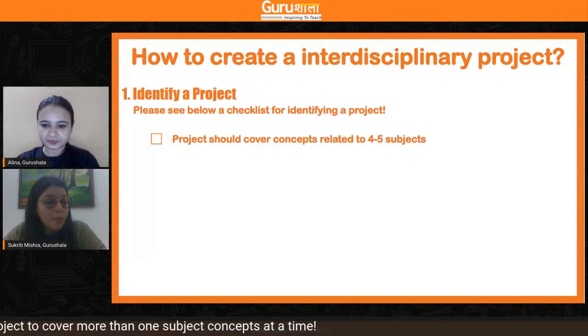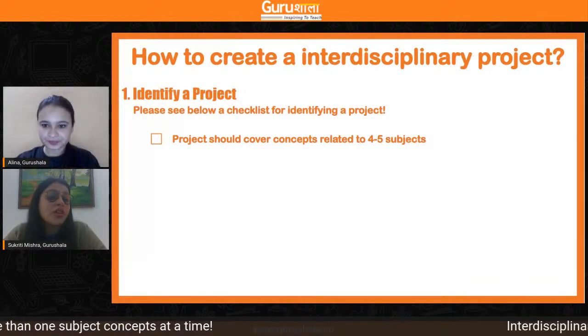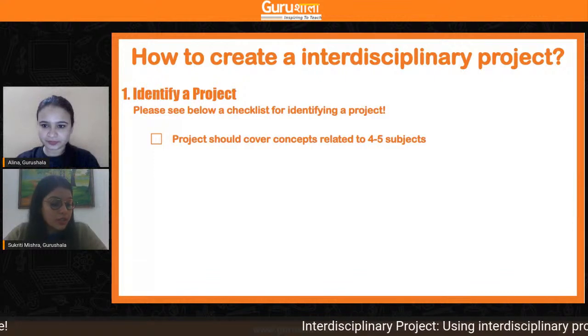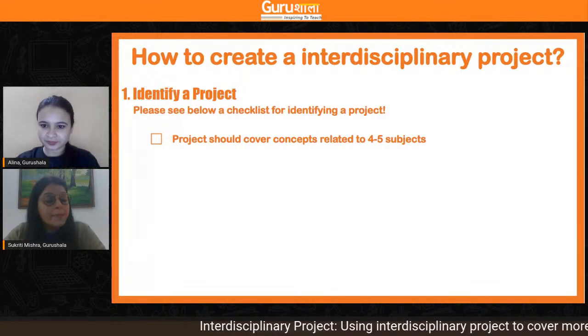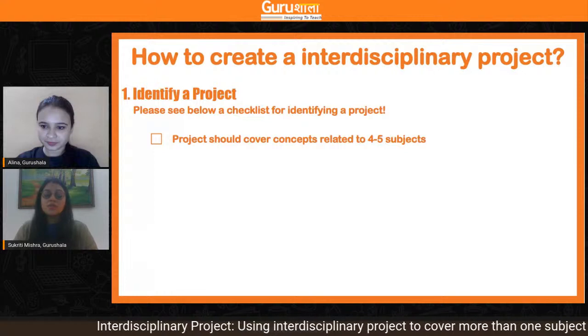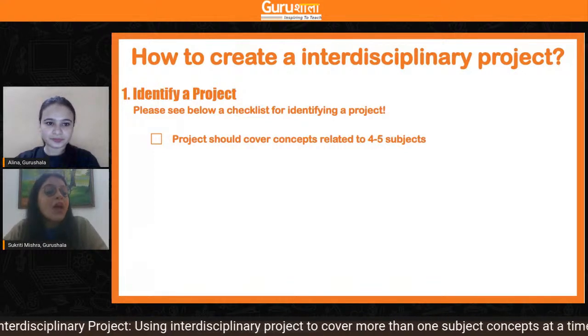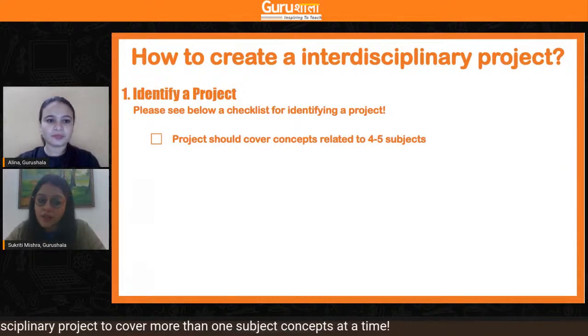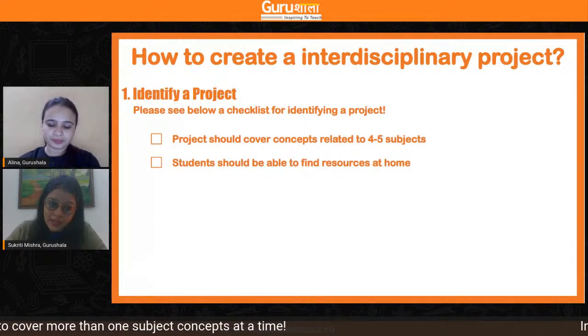So the first point that you can see is that the project should cover concepts related to 4 or 5 subjects. So when you are giving a particular project to your students, you should ensure that rather than just being one subject specific, this project covers at least 4 to 5 different subjects in one project itself.